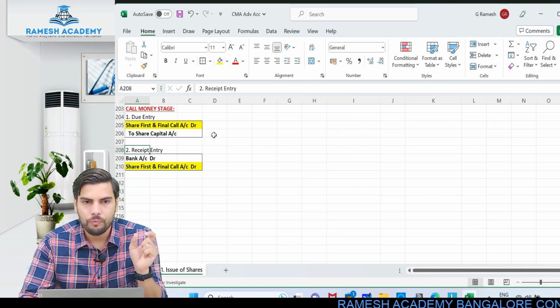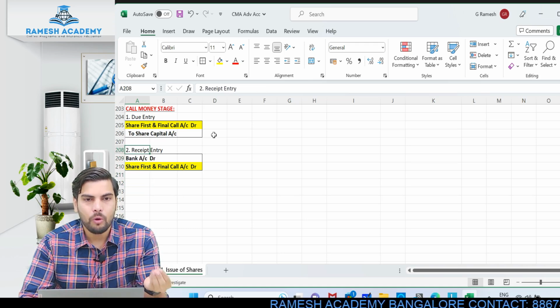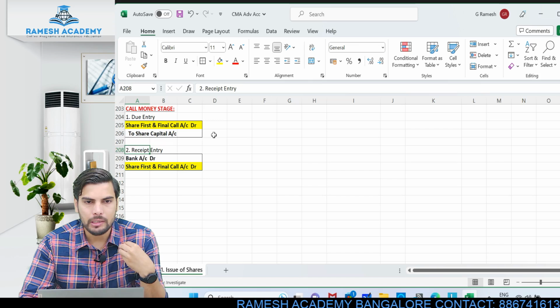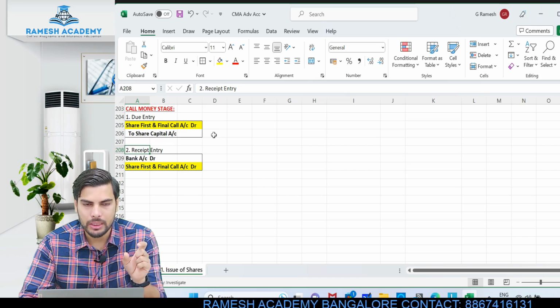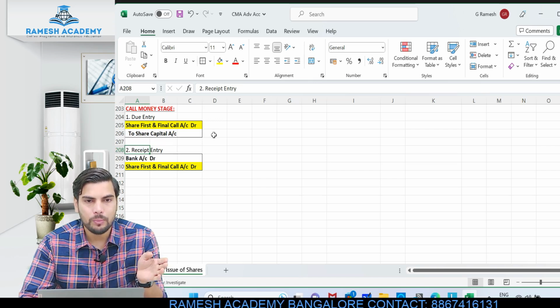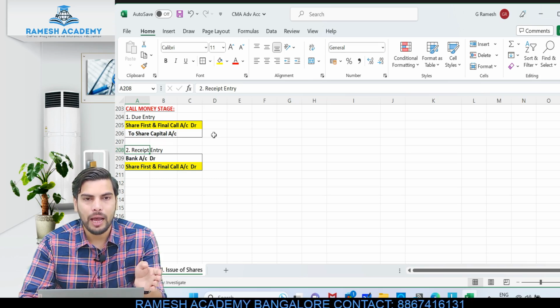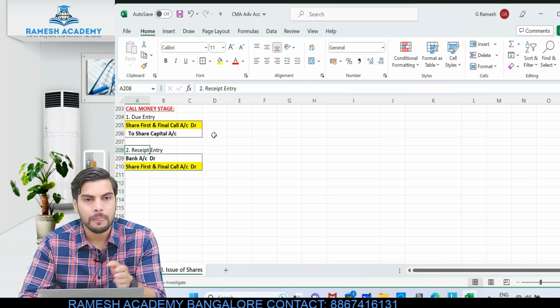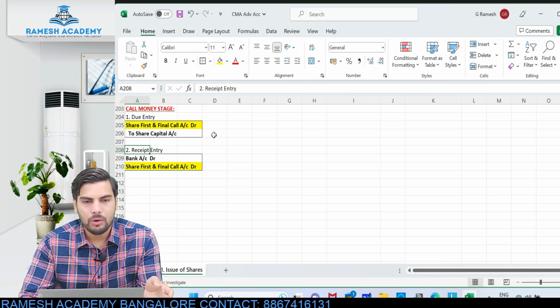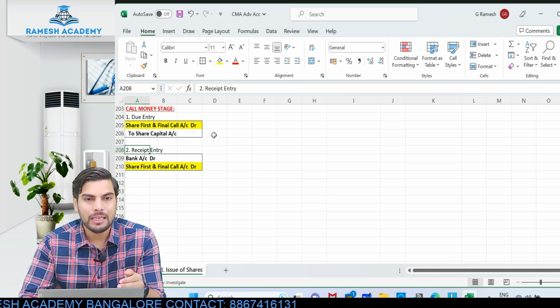So in the first stage, that is the application stage, the first transaction would be when I'm receiving the application money: bank account debit to share application account. Then what are we supposed to do with this amount? This amount has to be transferred to share capital. So the entry will be share application account debit to share capital. From the second stage onwards, we just need to pass the due entry first and then the receipt entry. Clear? So what would be the due entry?